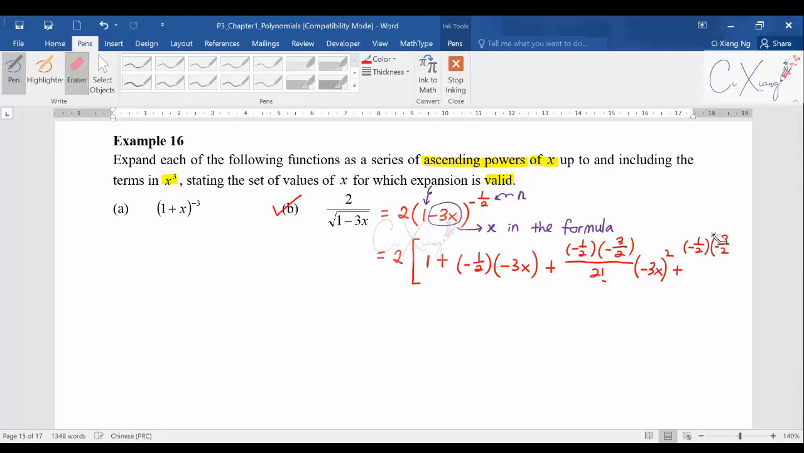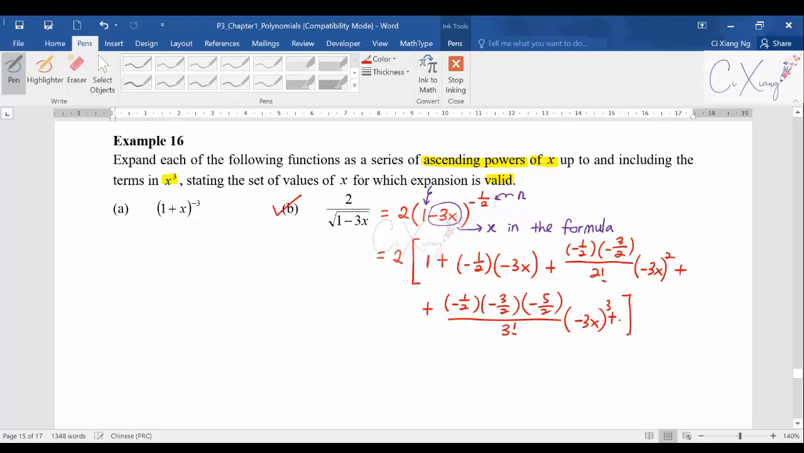Oh, not enough space, so I think I better write it down. Okay, so, all right, so I'm having plus again. Okay, so n times n minus 1, n minus 2, divided by 3 factorial, and then the x power 3. All right, so if you want, you can just put the dots here. All right, okay, so now I will stop here because they only want me to expand up to x power 3.